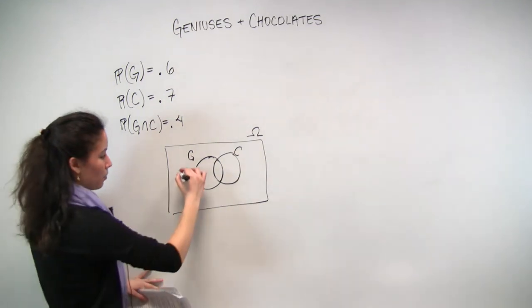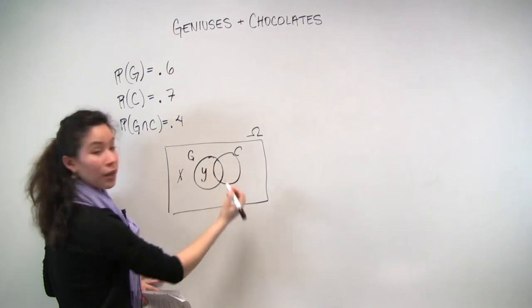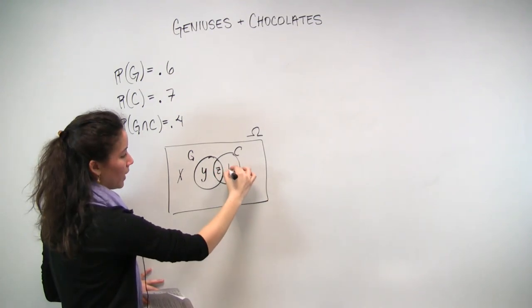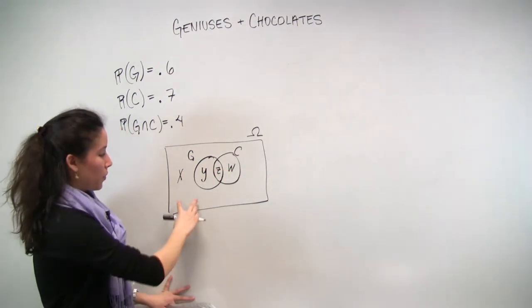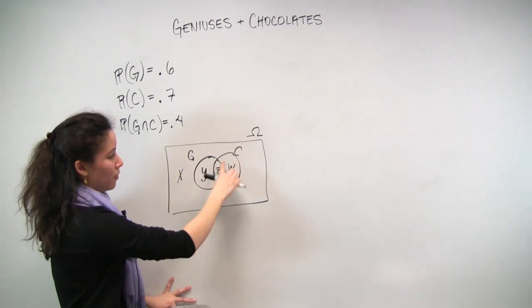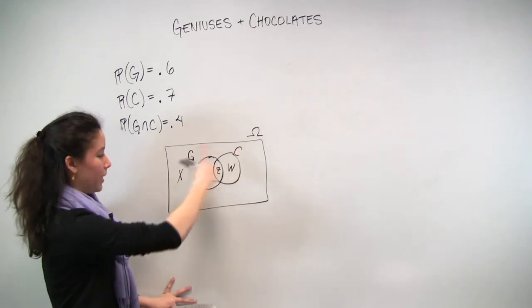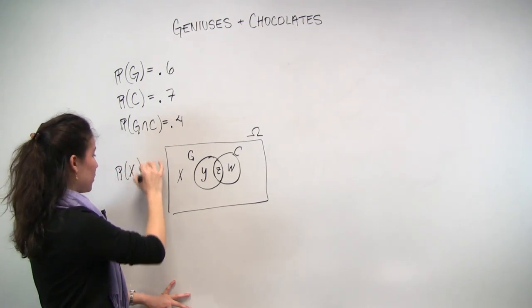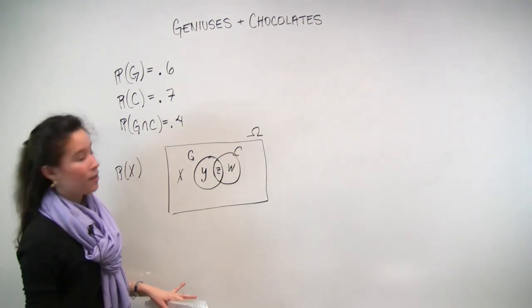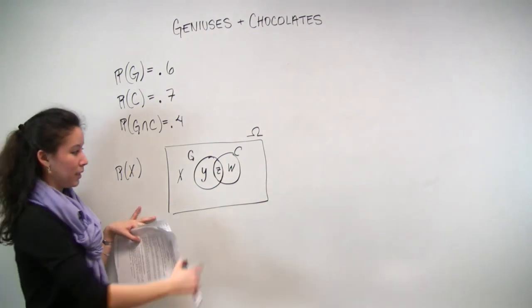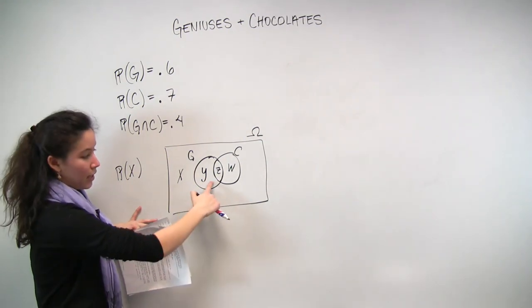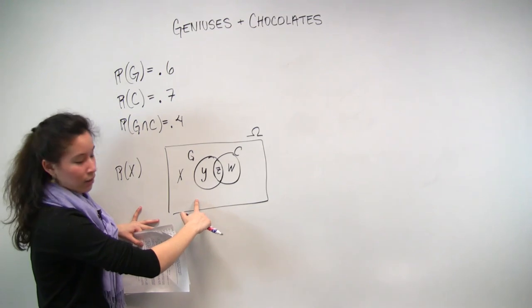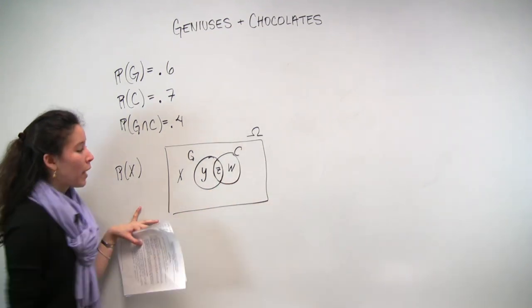So I'm just going to put these labels down on the graph: X, Y, Z, and W. X is everything outside the two circles, but inside the rectangle. And just note, again, that what we're actually trying to solve in this problem is the probability of X, the probability that you're neither a genius, because you're not in this circle, and you're not a chocolate lover, because you're not in this circle.